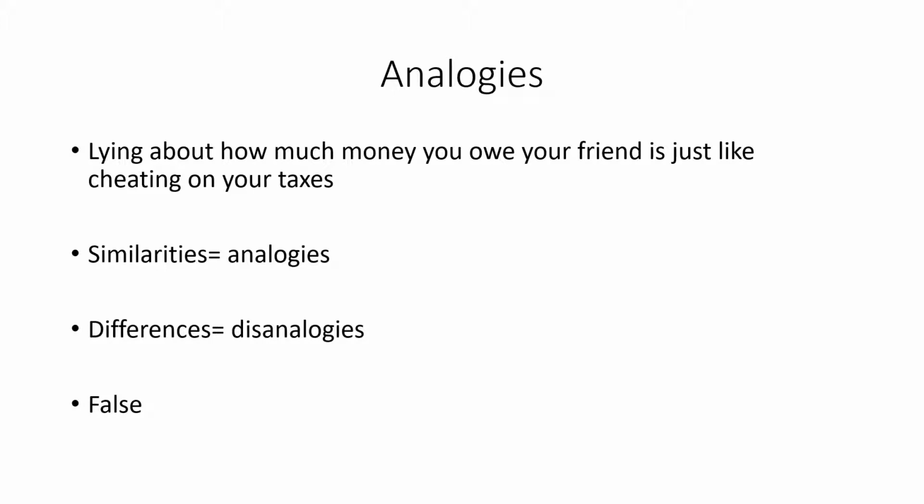analogy. So if someone wanted to say, well, it's just like cheating on your taxes, you could say, well, no, one's going to the government, the other one's trying to pay back your friend, and that's the difference. So you can show that it's not just like cheating on your taxes, so it's disanalogous. So if you tried to make the argument like this, it won't hold up. It's going to be shown to be false very quickly.